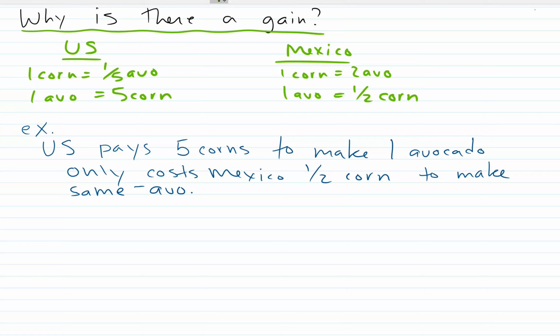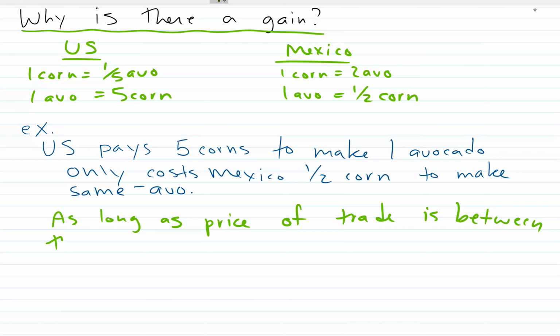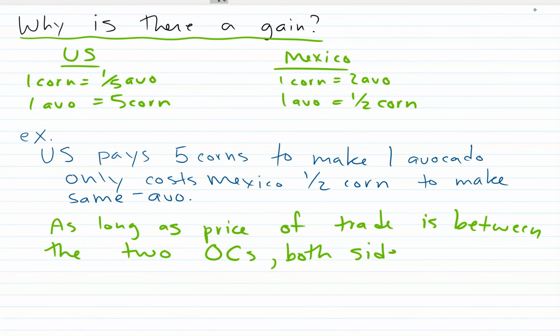Mexico at the same time will also be benefiting from this trade in much the same way. So we can reach a conclusion about where the price needs to be in order to get a gain for both sides. As long as the price of the trade is between the two opportunity costs, both sides will benefit. I'm just using capital O, capital C as an abbreviation for opportunity cost.